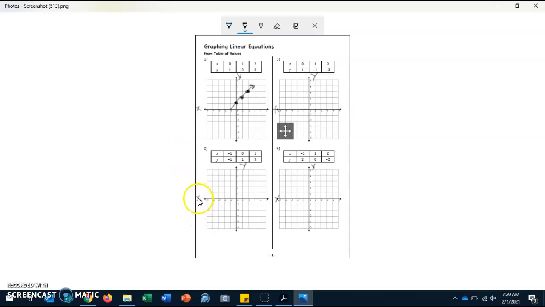So we already marked our graphs. We have our x values right here. And we know that our up and downs are our y. We know that from here to here are our positive numbers.